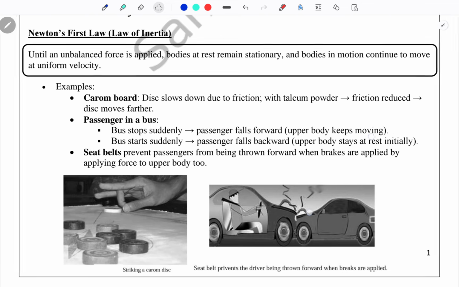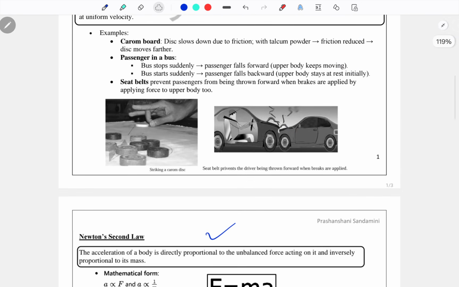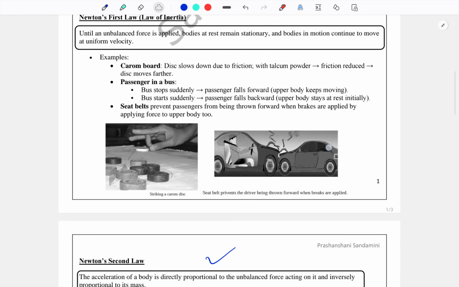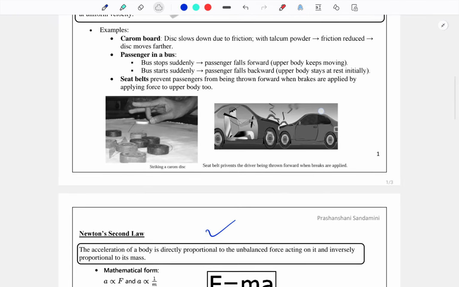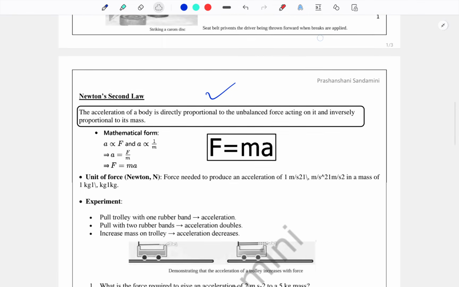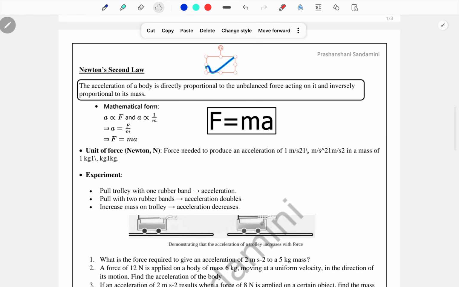I think this is one of the most complicated parts to understand from the definition. So I think with examples too, it will be easier to understand. So we can move to Newton's second law.